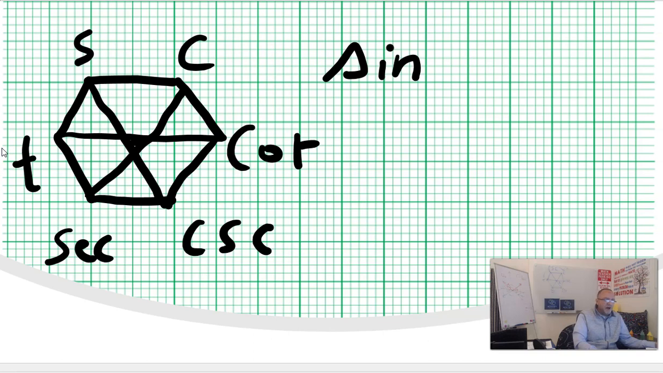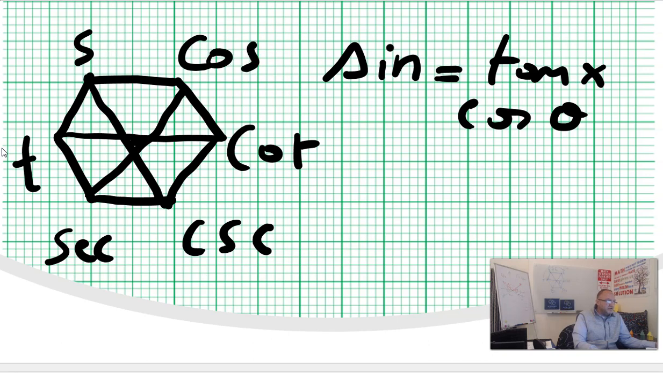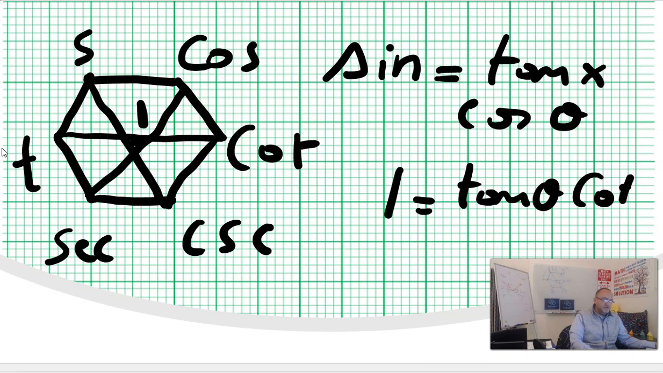So if you want to find a product identity, you should look where that function is. It's between what other two functions? A function is between two other functions. So sine theta is equal to tangent theta times cosine theta, okay? Because it's between the cosine and the tangent. Now, if you want to find out another one, let's do it this way. One is right here in the middle, right? So one equals what? Tangent theta or tangent x times cotangent theta or cotangent x.